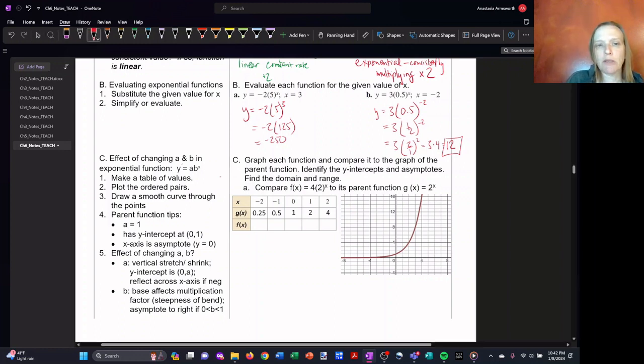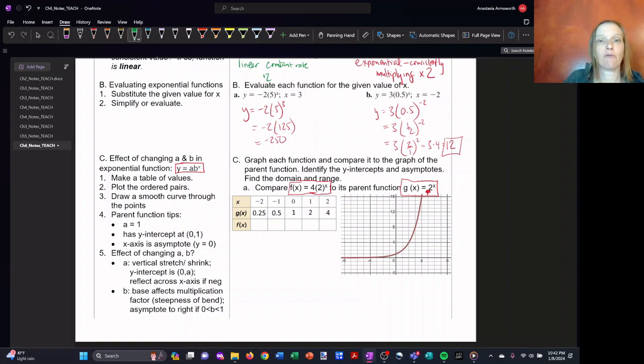So far, we've been talking about equations in this format, y equals a times b to the x power. So let's look at what happens when we change that a value, when we have a multiplication factor out front. I'm going to compare f of x equals 4 times 2 to the x power to its parent function that doesn't have that 4 out front. It's just 2 to the x. And I've already graphed this below.